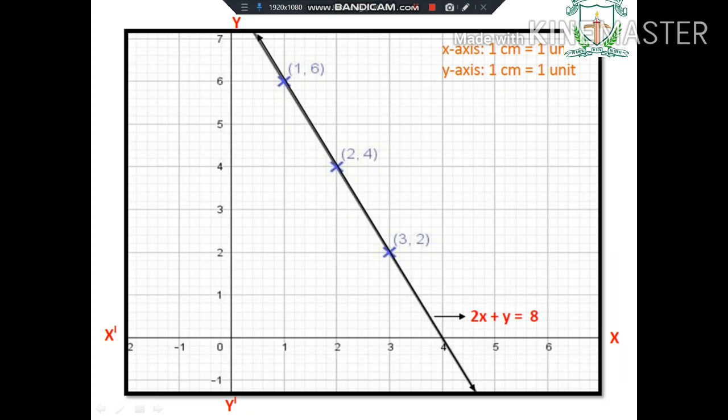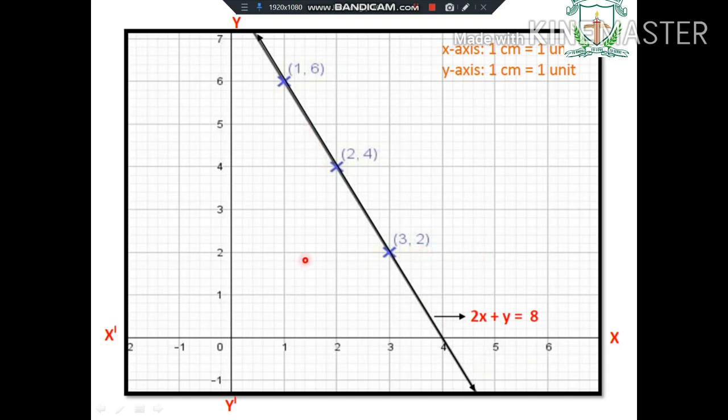Dear children, when you join the points, you get a straight line. You can see all the points lie on the same line. Now mark the line. This is the line for the equation 2x plus y is equal to 8. You can write it near this line. Now children, the first equation we have plotted and we got a straight line.